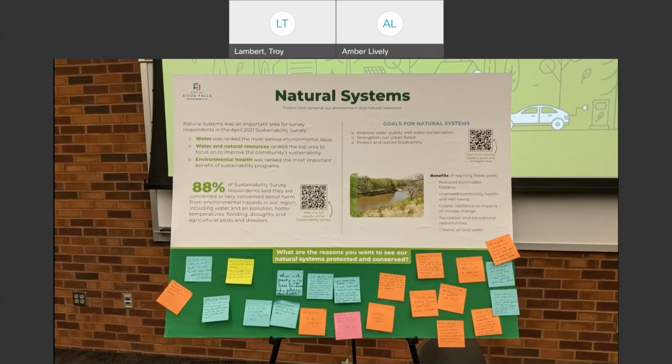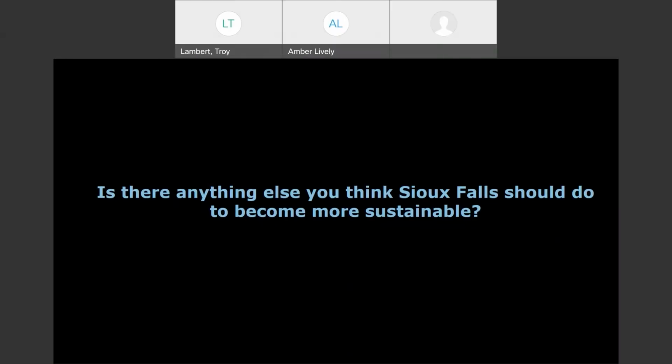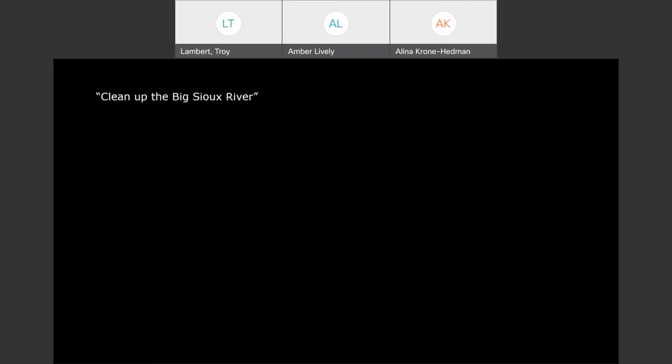And so one of the questions we asked with the sustainability survey in April, it was an open-ended question, and we asked, is there anything else you think Sioux Falls should do to become more sustainable? And we heard a lot of responses, and by far and away, the biggest area we heard responses on was referring to the Big Sioux River, that we want to be prioritizing it more, we want to clean it up, we don't want it to be listed as an impaired river. And so I wanted to show you a couple of the specific responses we heard.